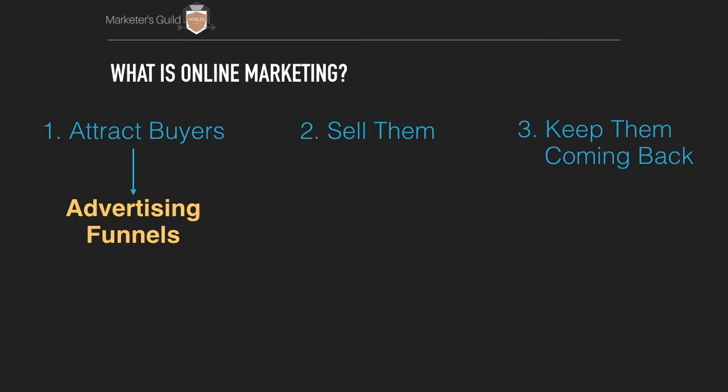But we also have to talk about 2 and 3 here. So how do we sell people on a systematic basis? How do we do number 2 here? That's by creating product sales funnels. If you don't know what a product sales funnel is, I'm going to explain what that is in the next slides that are coming up right now.